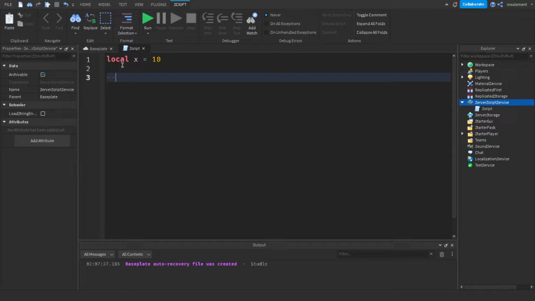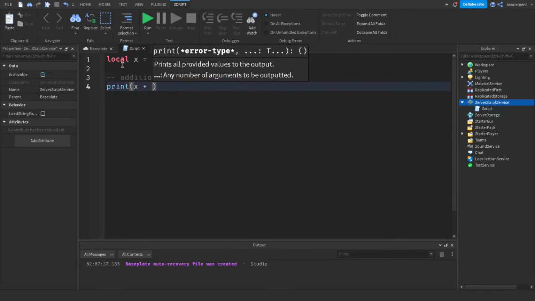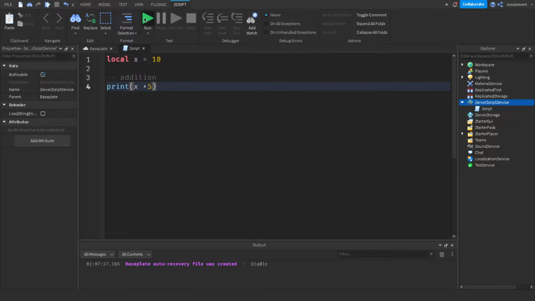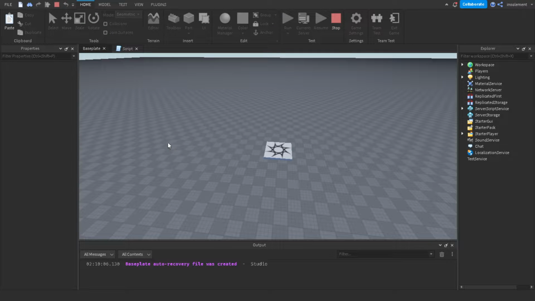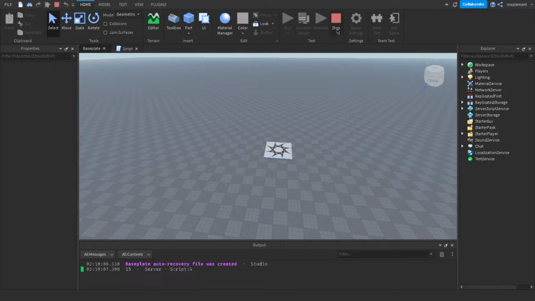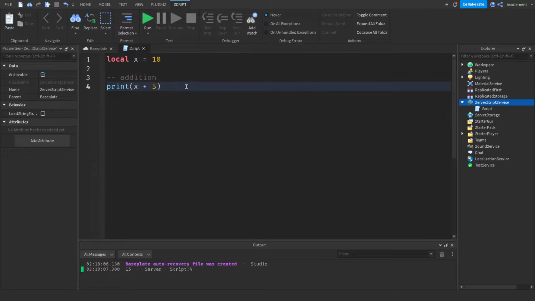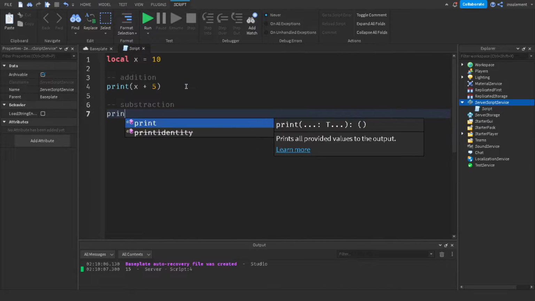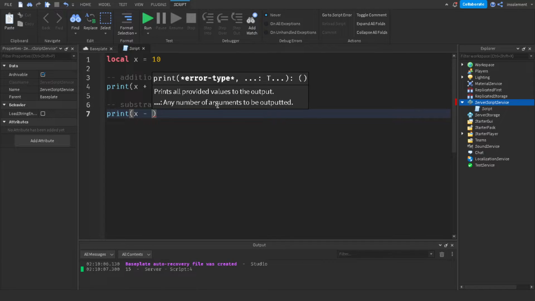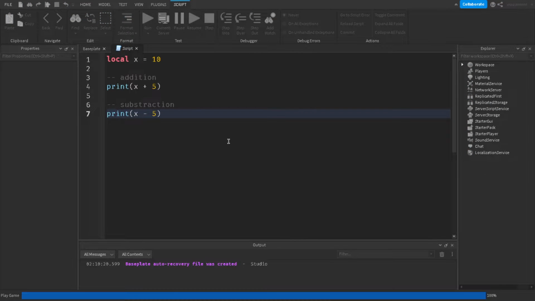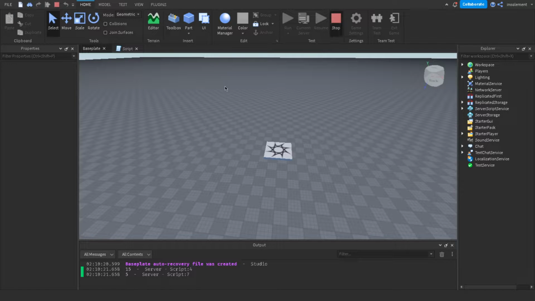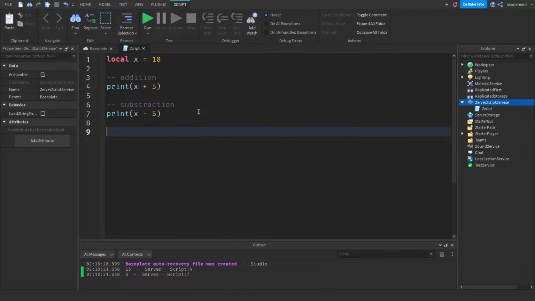Our first operator is addition, and so like normal math, if we were to print x plus 5, it would return to us 15, just like normal math, because x plus 5 is 15. Our next operator is subtraction, and if we were to print x minus 5, it would return to us 5, because 10 minus 5 is 5, right?